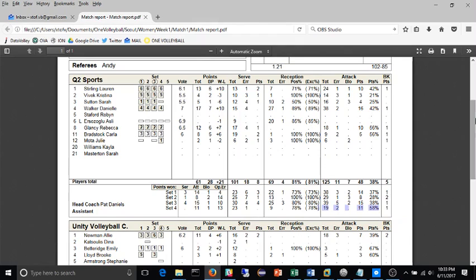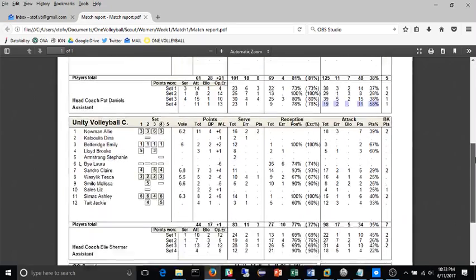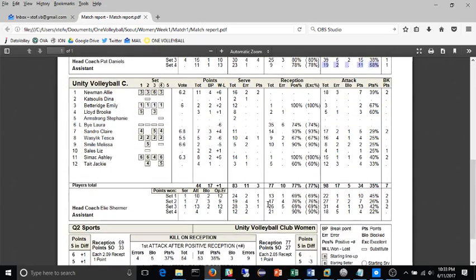Right? So again, that's one thing that you can understand from your team, to understand how and what you need to work on, if it's your passing, if it's your attack, if it's your serve, and then you can stat the other team and say, okay, this is what is happening in terms of users, this is what is happening in terms of sets.